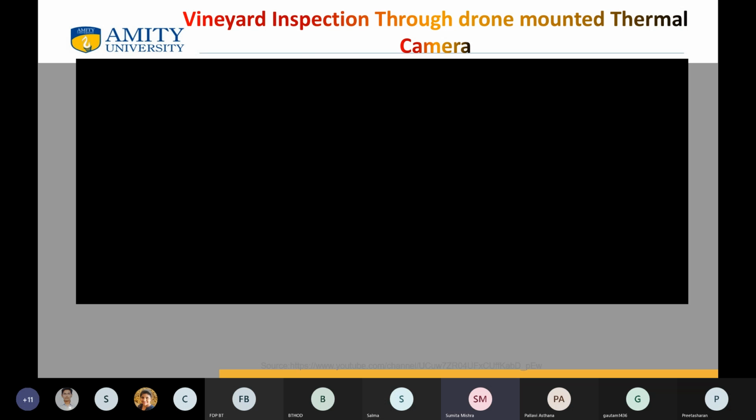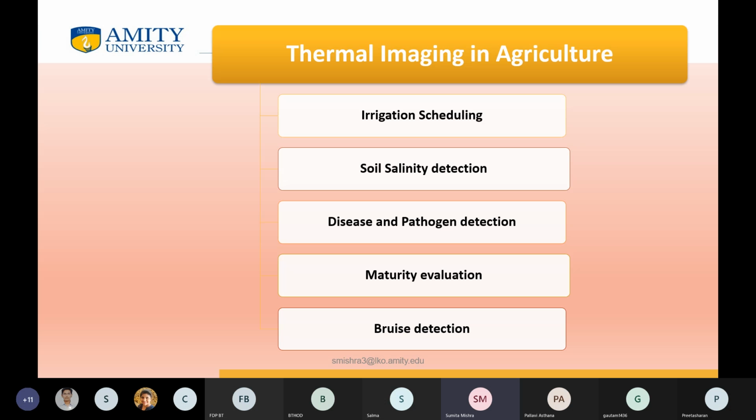So that was one FLIR camera, which is basically one of the leading thermal imaging sensor providers. That kind of camera can be equipped on a drone or helicopter to get the imaging of a particular area in which you are interested. Thermal imaging also has a huge scope in agriculture. I have listed some of the possible areas where we are using thermal imaging in agriculture.